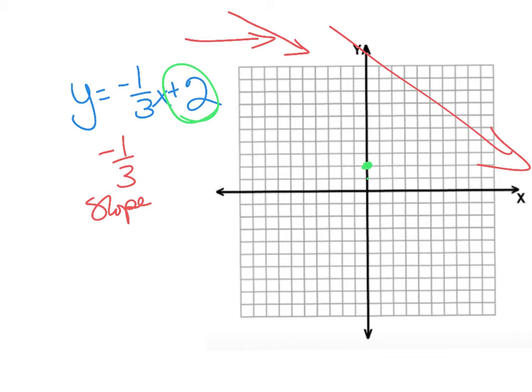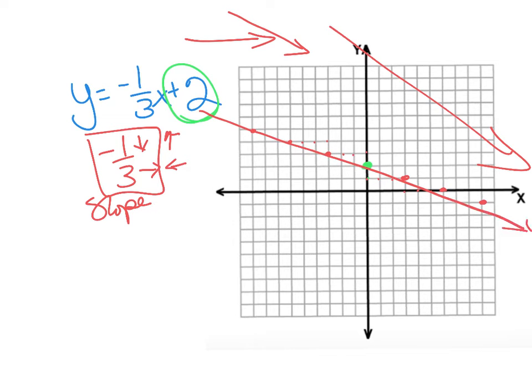There's our starting point. Our slope now is a -1 over 3, which means we're going to start at our y-intercept and go down 1 and to the right 3. So down 1 to the right 3, down 1 to the right 3. If we want to go the other way, we're going to go up 1 and to the left 3. Up 1 to the left 3. Until we run out of room. And then we're going to draw as straight of a line as we possibly can. And it goes down, moving from left to right.